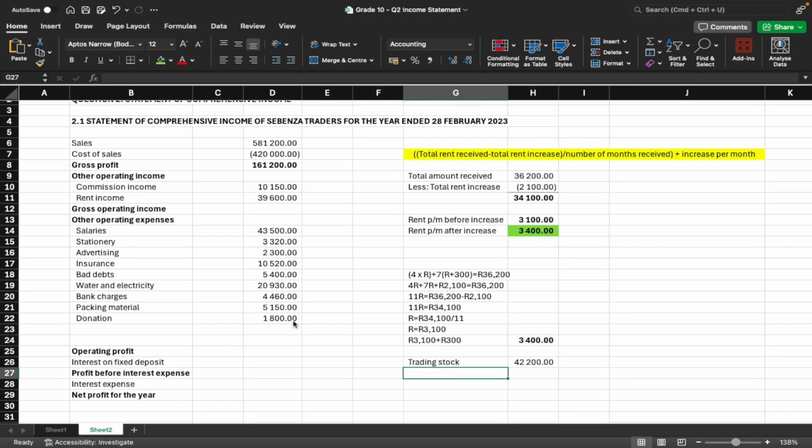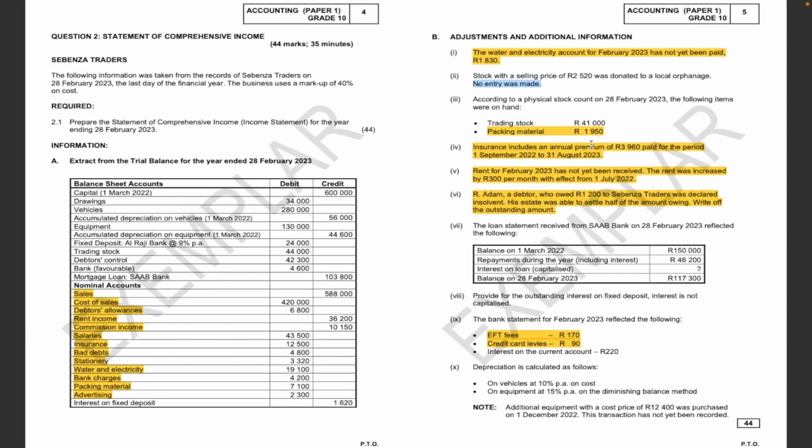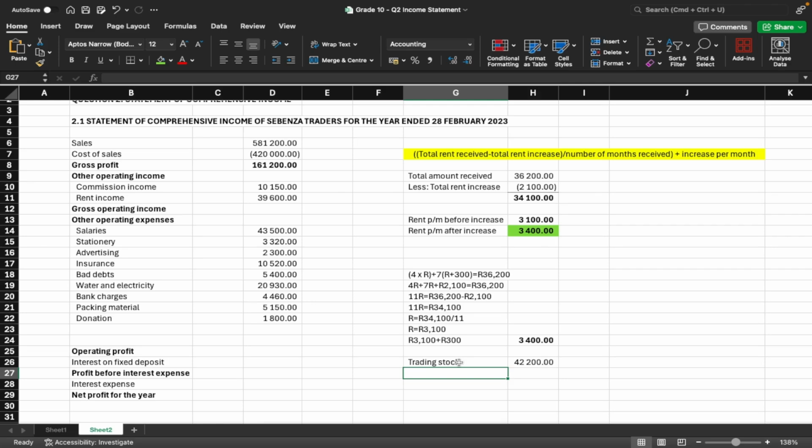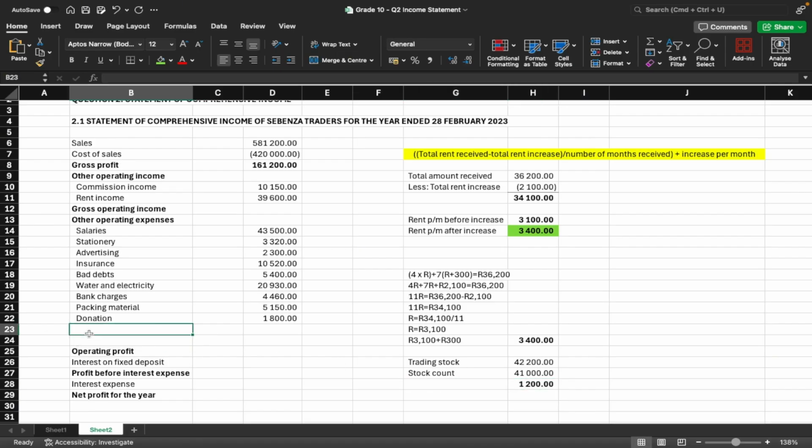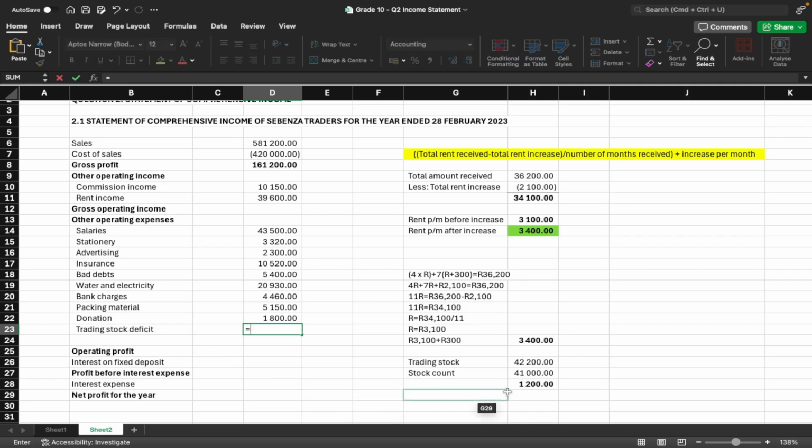But when I physically counted the goods, I actually found it to be 41,000 rand. So stock count, I'm going to put 41,000 rand. If my stock count is less than what I have in my trial balance, then we have a deficit, as I've just mentioned. And how much is my deficit here? It's 1,200 rand. So this is what I will call trading stock deficit, otherwise known as trading inventory deficit or inventory deficit or stock deficit. Same thing. So I'm going to put my 1,200 rand.